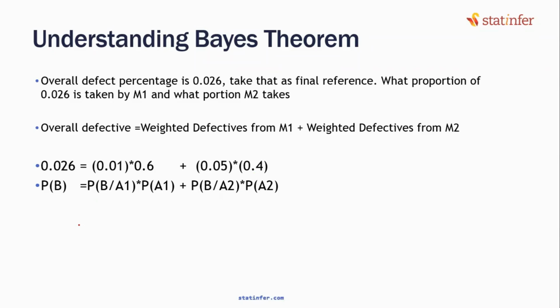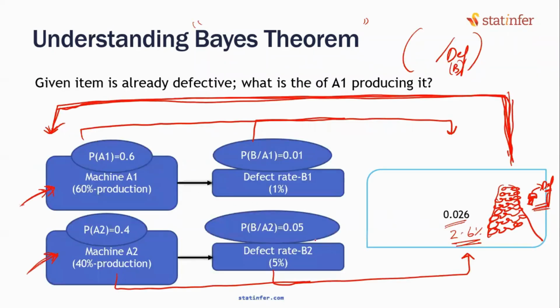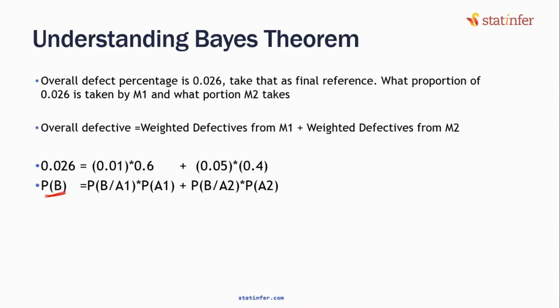But in this Bayes theorem scenario, I'm saying this is already defective. Probability of B, already I'm saying this is defective. If I give you a sure shot event, I told you today is Saturday, and I asked you what is the probability of Saturday, what will be your answer? For a sure shot event, the probability is 1. So already we told this is defective. This is already 1. This side we have to make it 1.